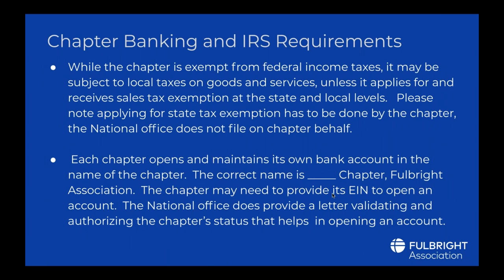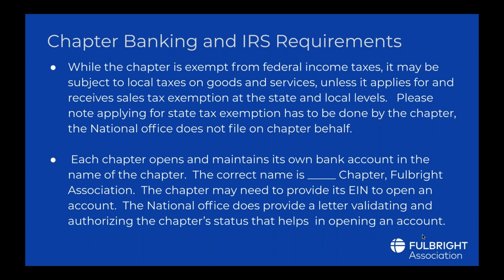The next slide is about the local taxes. We get a lot of questions about this. Chapters are responsible for applying for local tax and state tax exemption. We don't do that. We have a DC tax exemption. So luckily our National Capital Area chapter can use that for their events and be exempt from paying sales tax, but Virginia doesn't accept it.